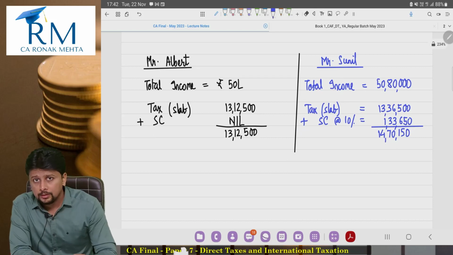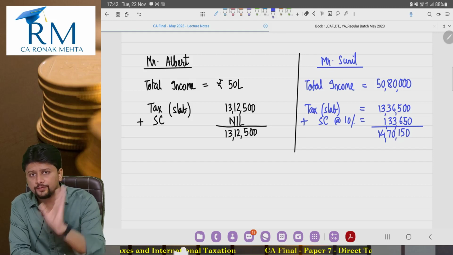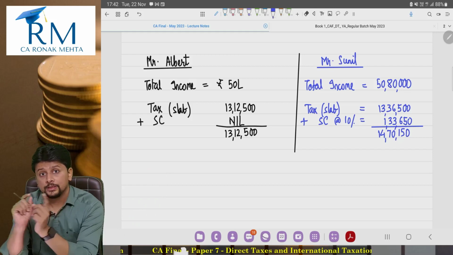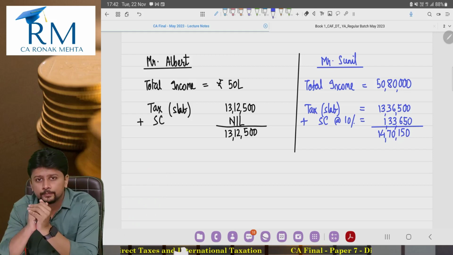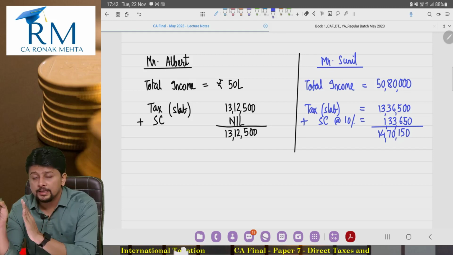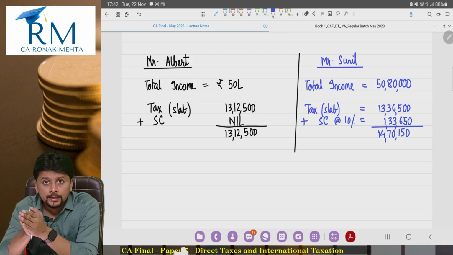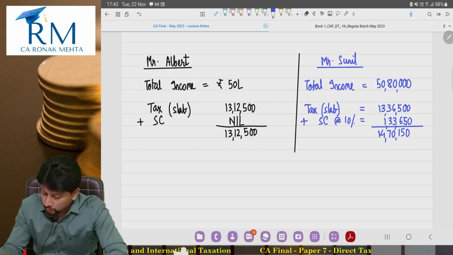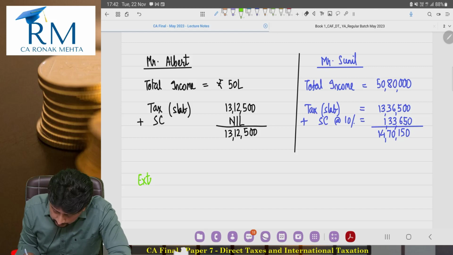Mr. Albert earns exactly 50 lakhs. He is supposed to pay 13,12,500, ignoring health and education cess for the discussion right now. But Mr. Sunil, he is just earning 80,000 extra. But because of that 80,000 extra, he is supposed to pay not 13,12,500, he is supposed to pay 14,70,150.